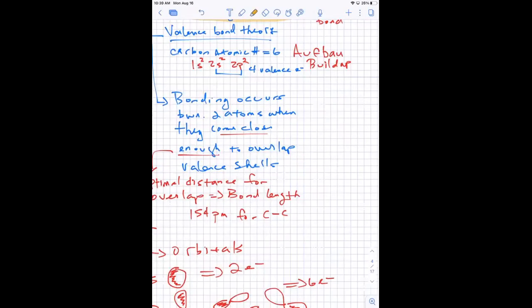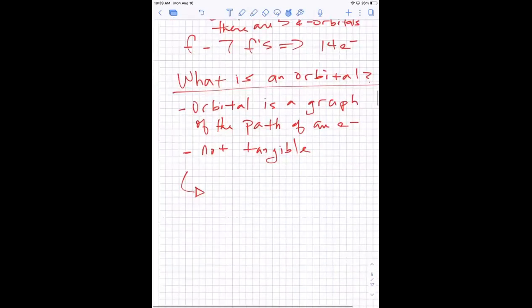If we look right here at the electron configuration, what orbitals are we caring about here? I guess just the S orbital and the P orbital. It's the S and the P. That's it. All right, very good. We only care about S and P with carbon.